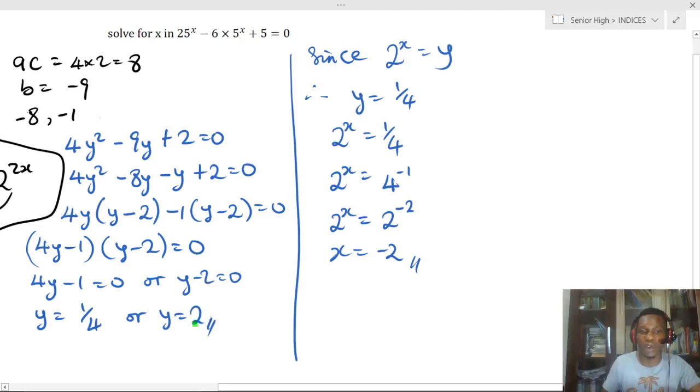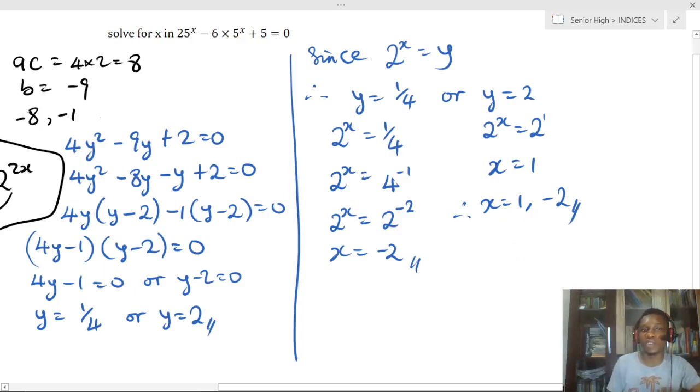Secondly, we also have y equal to 2, so we have 2 raised to the power of x is equal to 2. And remember, since this is just 2 alone, it has unity as an index, and then our x is equal to 1. Therefore we know that x is equal to 1 or minus 2, and these are the two values of our x. Now that's how you always know, because in this particular kind of situation, since we're applying the quadratic approach to solve this, we'll have two answers, or two values of x.